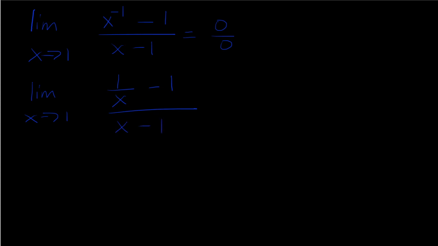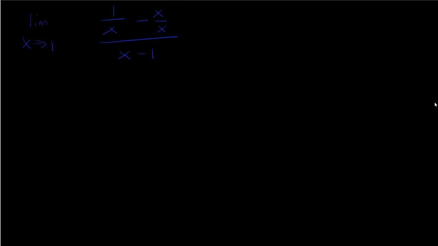Now in the top, I want to get a common denominator of x. So I'm going to multiply the top and the bottom here by x. So I have the limit as x approaches 1 of 1 over x minus x over x, all over x minus 1. Now I can combine these two fractions under a common denominator of x, and I have 1 minus x at the top and x minus 1 at the bottom.